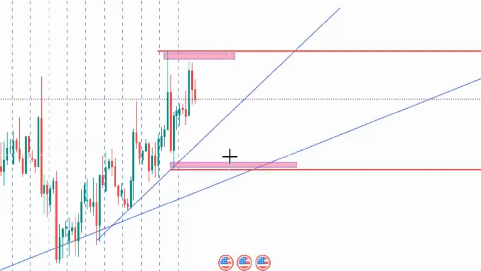If we are able to take out this low, we have moved from being in an uptrend to a downtrend. If we take out this pink low, and we also take out this, we are continuing to the upside.